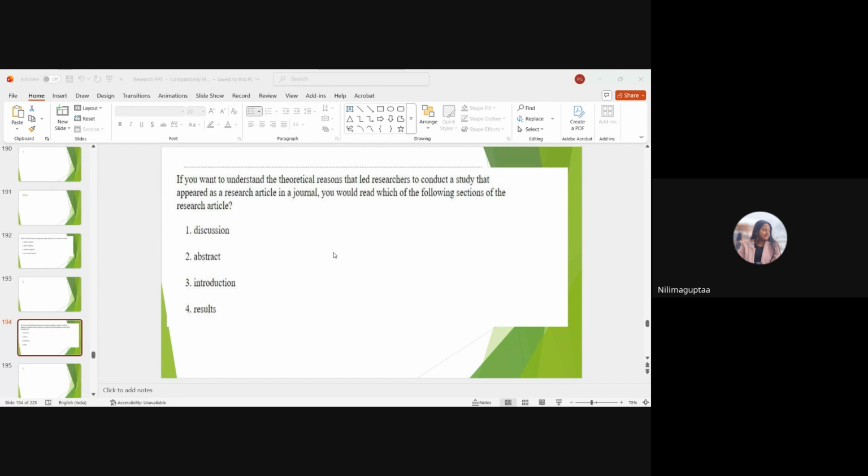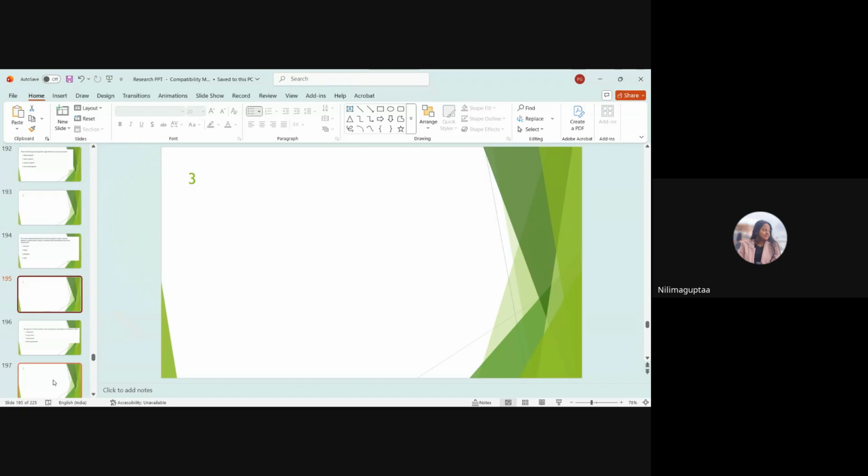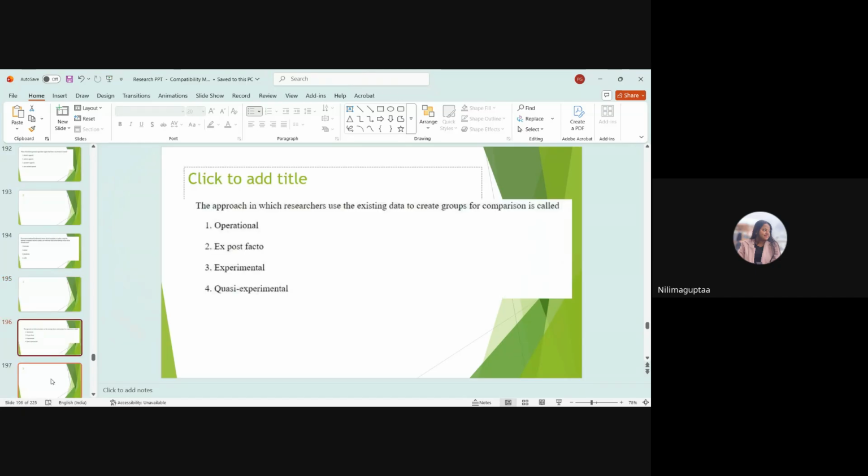Neither do we go and read the abstract, because abstract is a very small overview. What we read is the introduction. Results is the outcome. So if we want to know what led the researcher to conduct it, that is the introduction. In the introduction, the researcher tells why the researcher has conducted this research. So the correct answer will be 3. The next question.